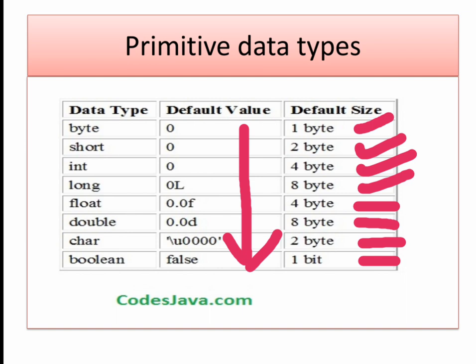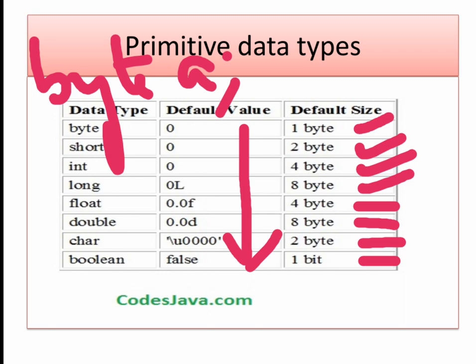There are also default values that are important. Byte stores 0 if no value is assigned. Suppose there is a byte a and we don't assign any value to a, then a stores 0. Short stores 0, int stores 0, long 0L, float 0.0F, double 0.0D, char the null character, and boolean false. Somehow they ask questions like what is the default value of the boolean data type.